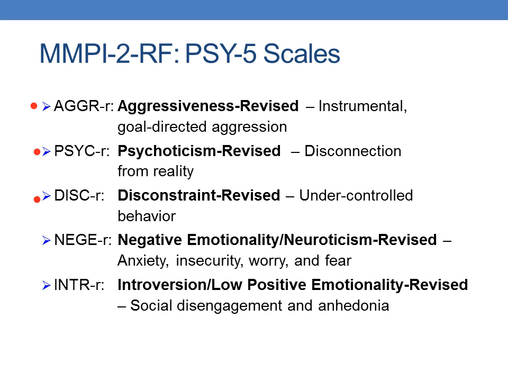Disconstraint is kind of an overall disinhibition, poor impulse control scale. And then the last two are the more emotion-based markers. So you have the negative emotions, neuroticism, negative emotionality, and then introversion, low positive emotionality. So that's a snapshot of all 51 scales.